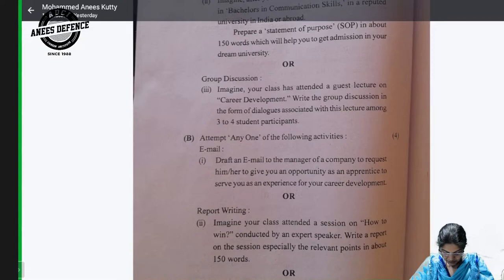Okay, so now when you're writing a report, what happens? You will always open the report with a title. So the title will be report on how to win. And then you will have a byliner, because somebody's writing the report. So you can also have a byline saying written by so-and-so person. And then you have the date, and then you start off. There is no respected sir, respected madam, no greeting, nothing. You directly start off the report.